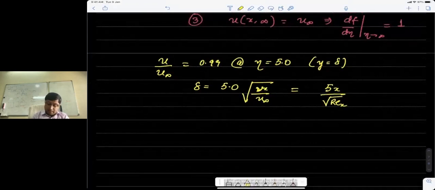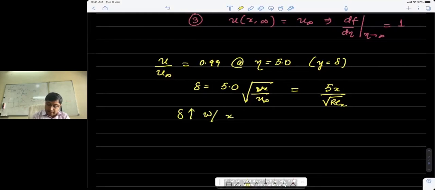So the boundary layer thickness clearly increases with x, but delta will decrease with increasing velocity because it goes as 1 by square root of Rex. So in laminar flow, as you go far away, the boundary layer becomes thicker, but delta decreases if the free stream velocity increases.